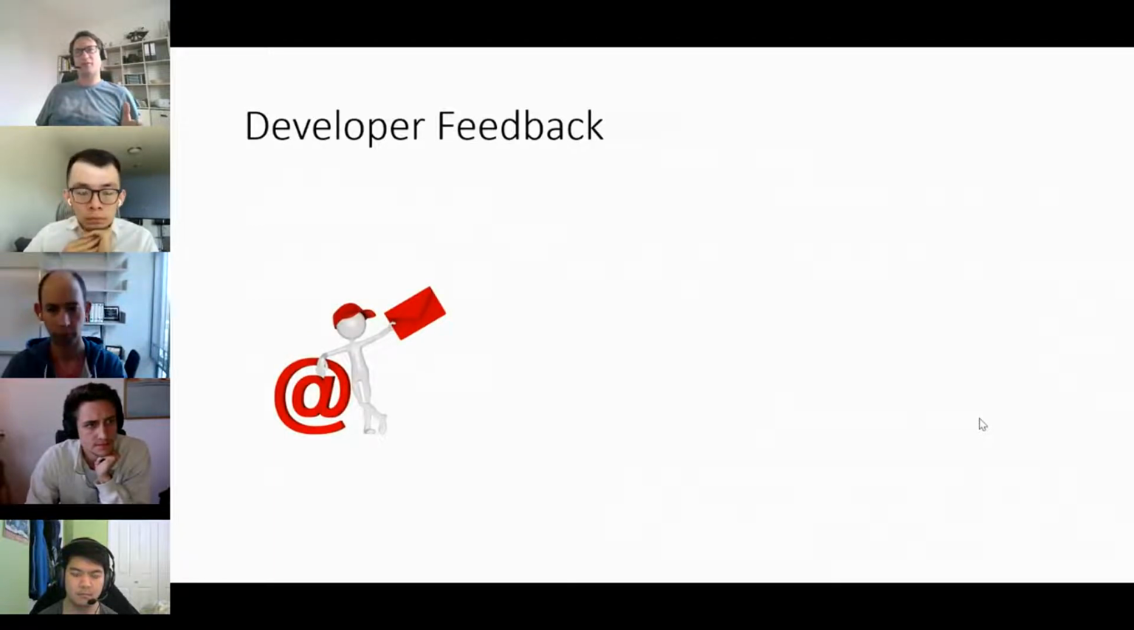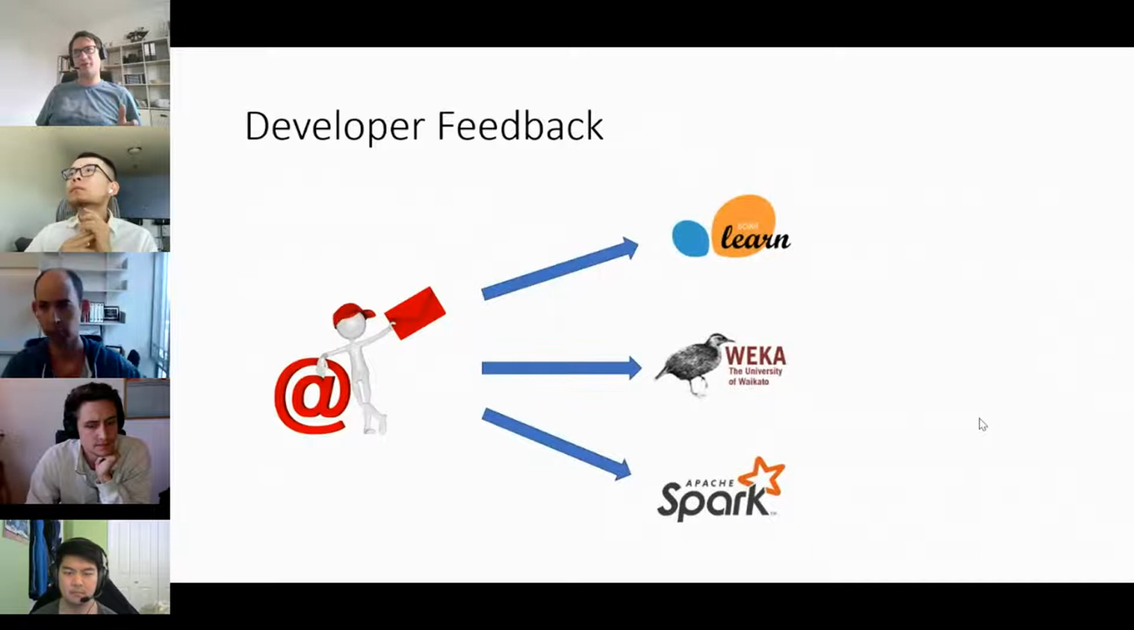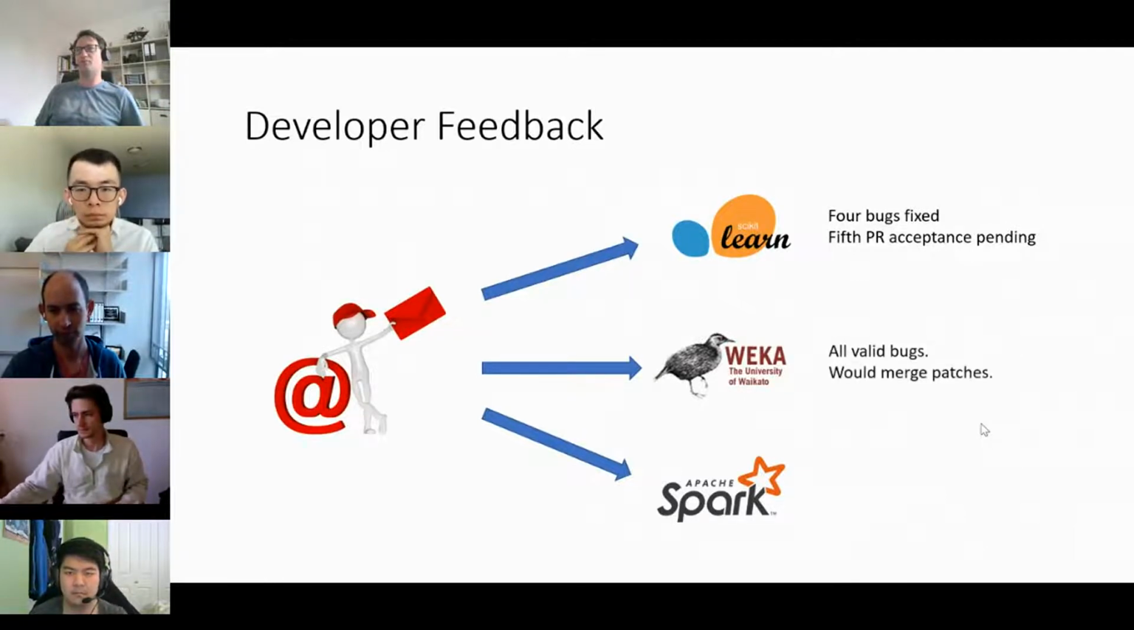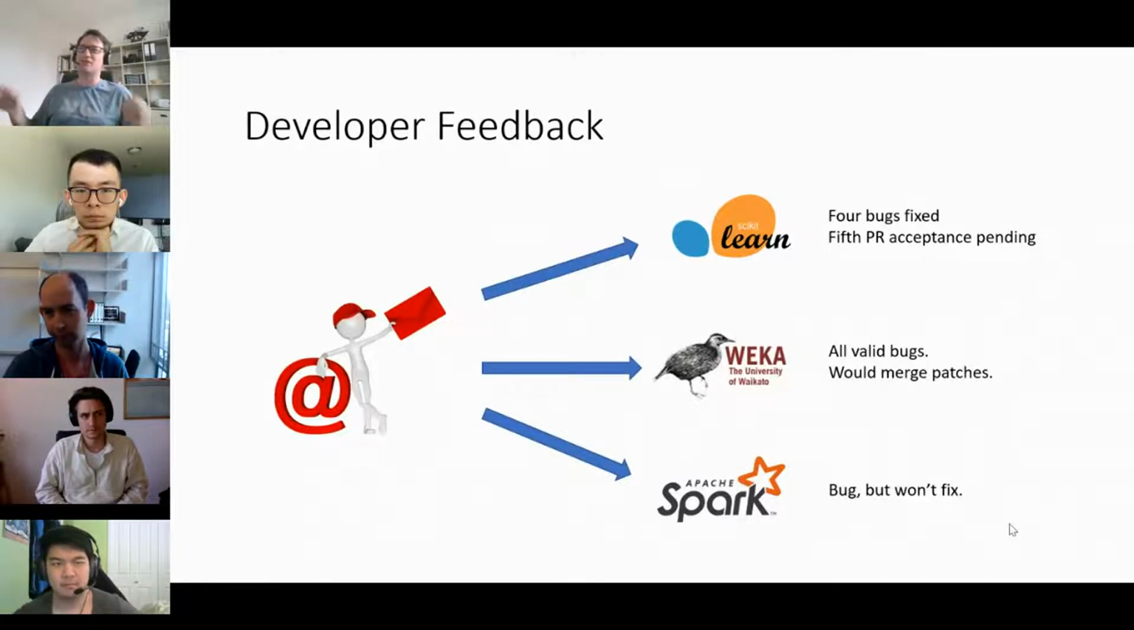So we wrote up the issues, sent them to the developers, and the reactions were actually interesting and different for each framework. Scikit-learn, it's mostly fixed or a work in progress. Weka, yes, those are bugs, we would merge them, but we're in such a deep maintenance mode, we won't do it ourselves. Apache Spark, okay, yeah, that's a bug, but such a corner case, we don't care.